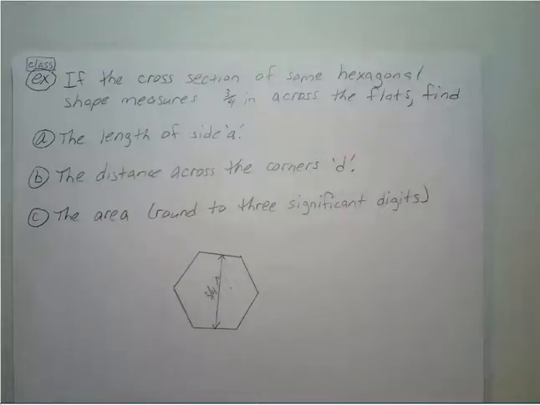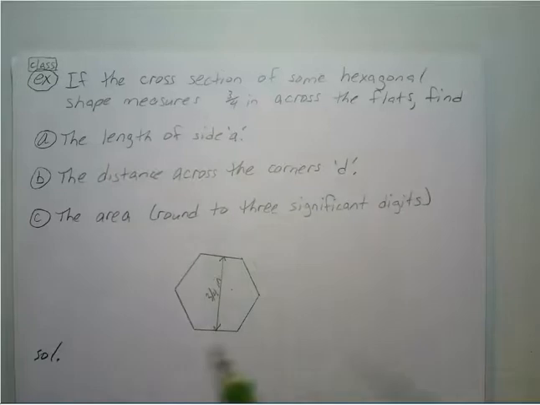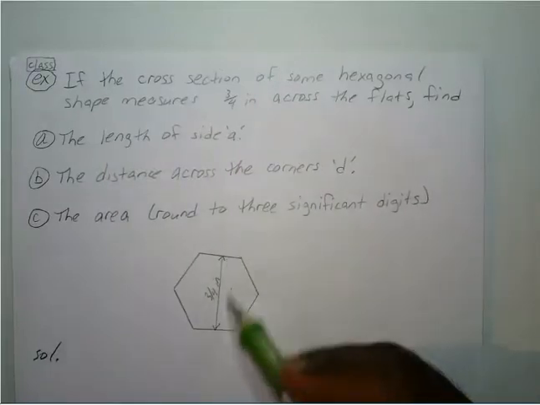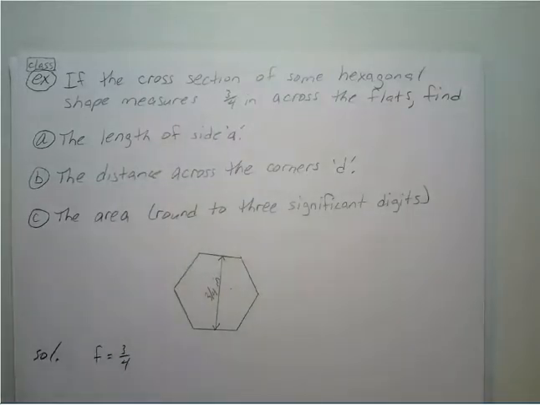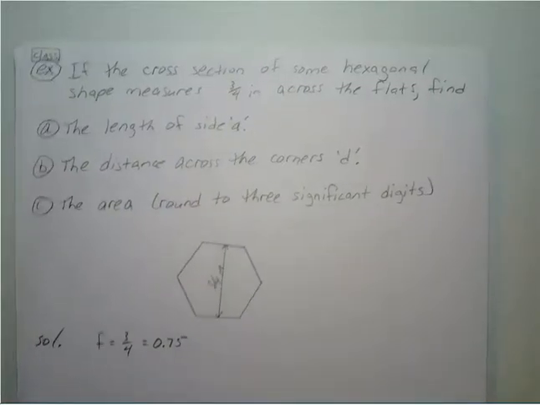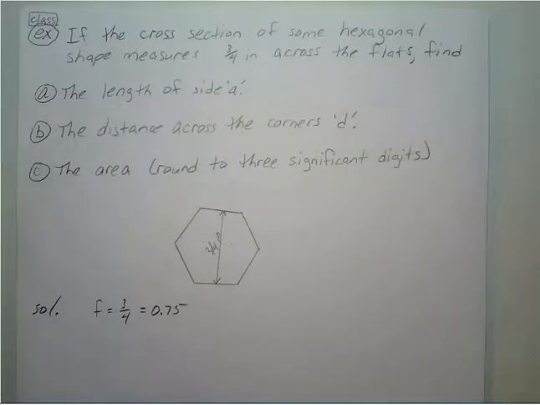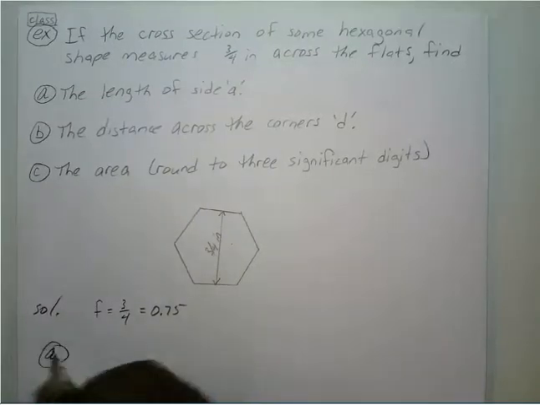All right, so I'm assuming you've already pressed pause and worked this one out. So let's go ahead and verify your answer. Okay, so we know the distance across the flats is equal to 3/4 of an inch. We can go ahead and convert that to a decimal. It'll just be easier to work with. So if we convert that to a decimal, it's 0.75. Okay, so now let's go ahead and solve problem A.